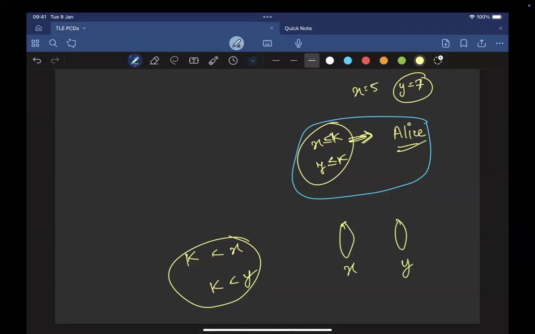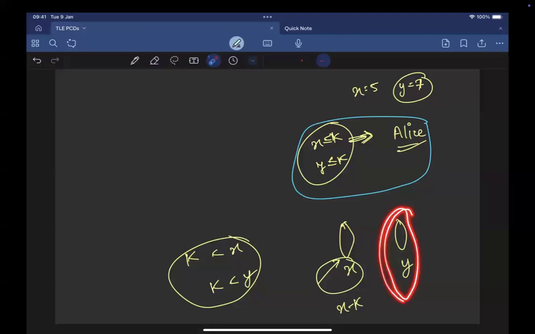Now, no matter which pile Alice chooses and tries to remove, since k is smaller than both x and y, at the end of the day, if Alice chooses this pile, it will have x minus k stones, but it doesn't matter. Bob can just remove this complete pile. For Bob, he will have 2 piles left. One of them will have x minus k stones, another one will have y stones.